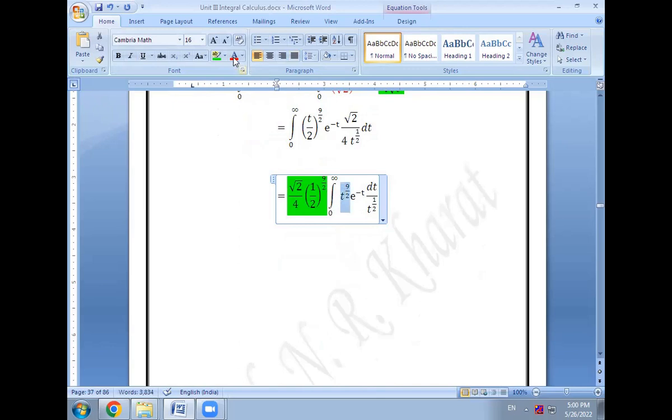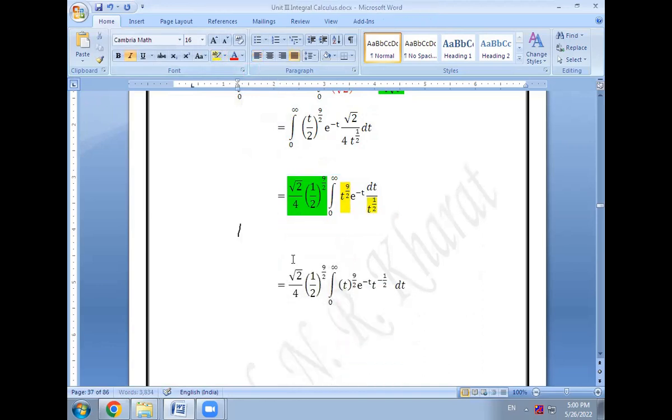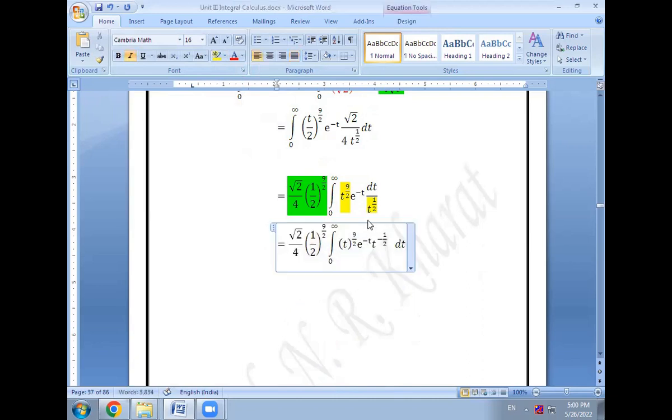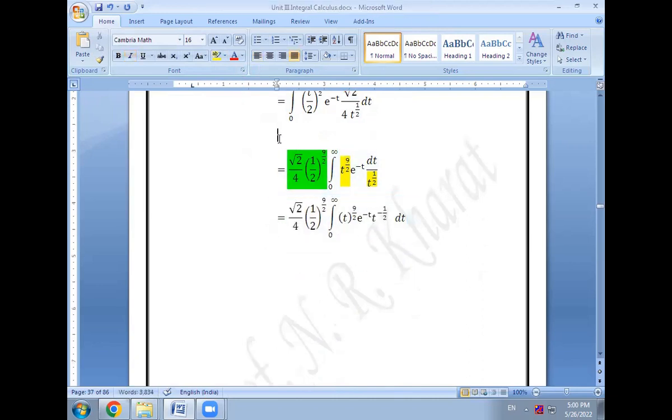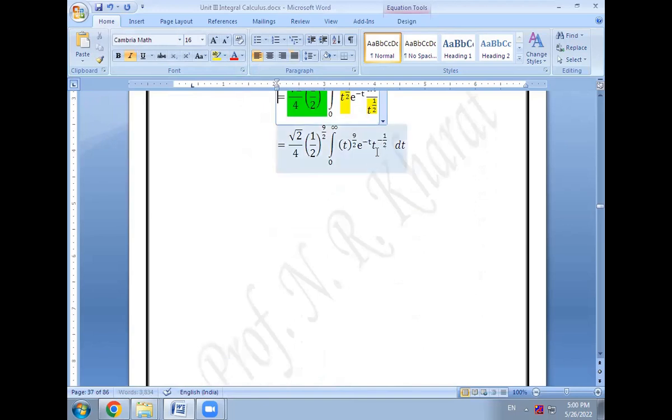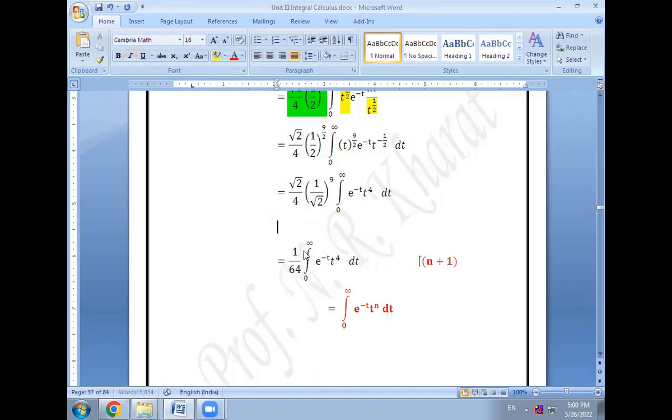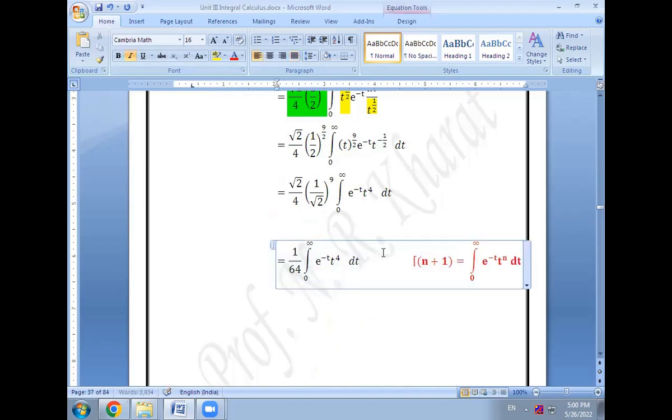Again, t raised to 9/2 remains here. And t raised to half also remains here. We have to add these two index, 9/2 minus 1/2. Taking the value of your t raised to half in your numerator, it becomes t raised to minus half. And just comparing with the definition of the gamma function, we get the solution of this example.